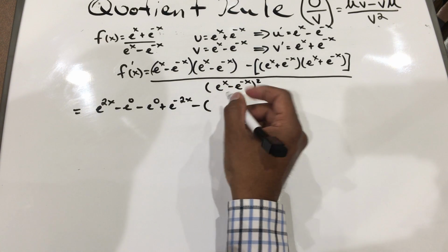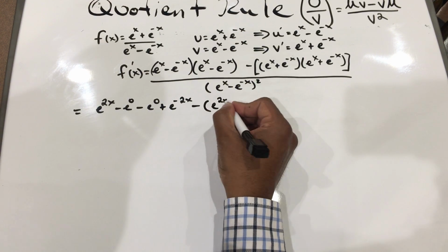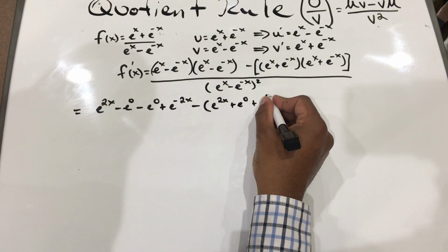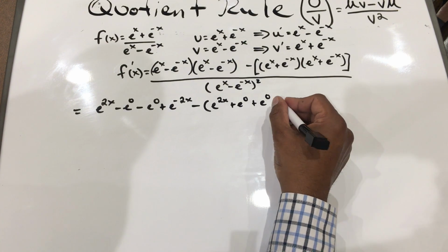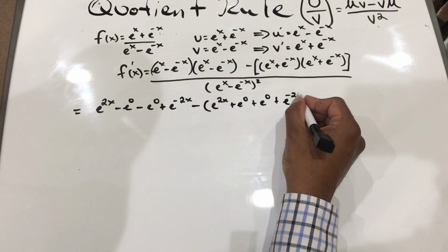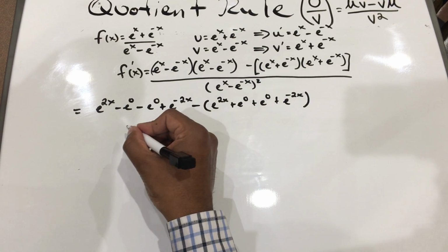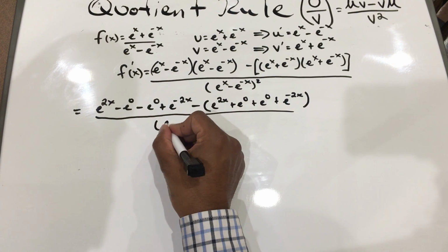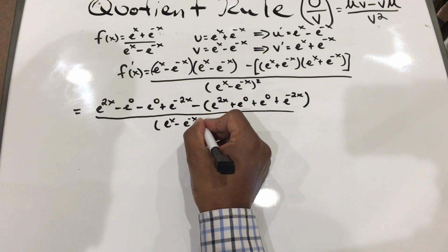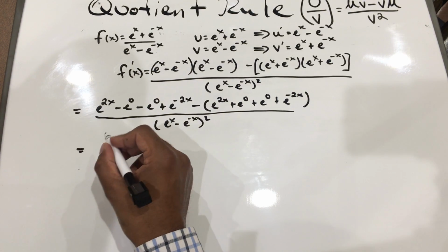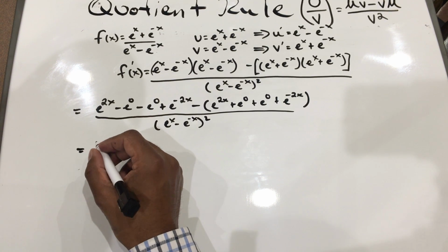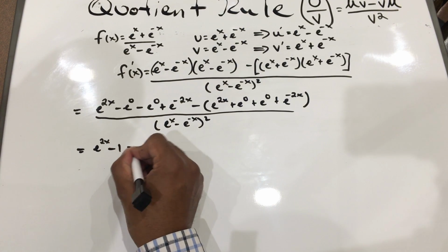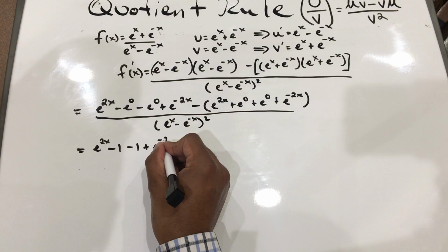Minus parentheses. Here we have e to the 2x plus e to the 0 plus e to the 0 plus e to the minus 2x. All of that divided by this denominator. So let's simplify. e to the 2x minus 1 plus e to the minus 2x.